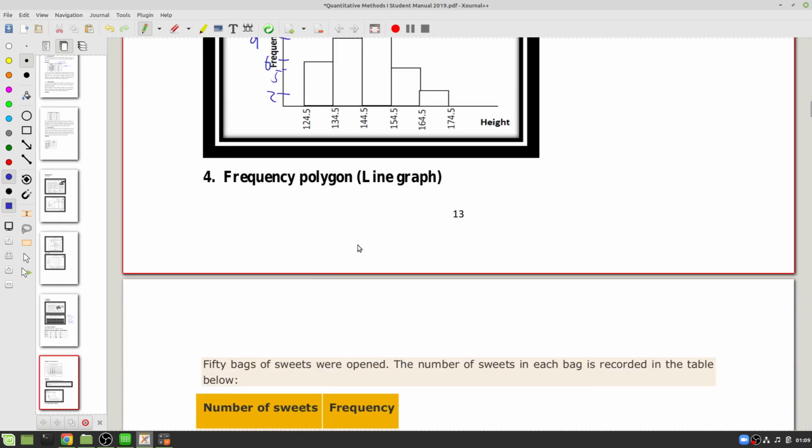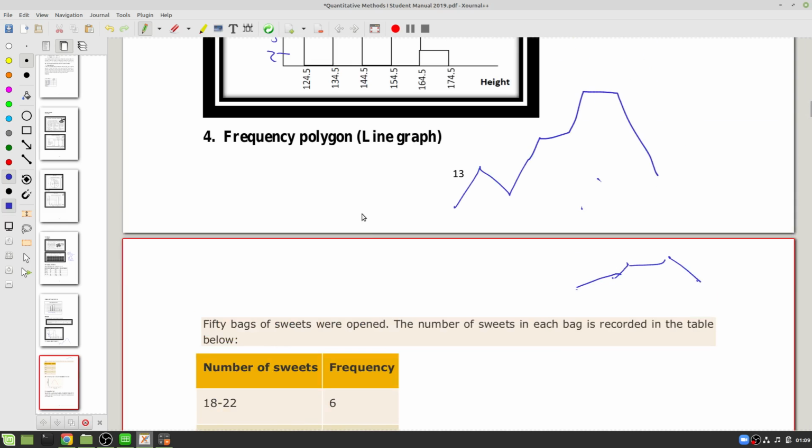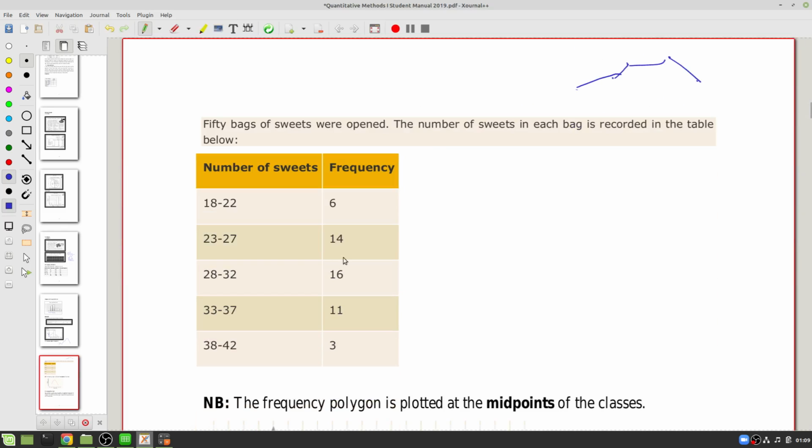Now the frequency polygon. That's just a line graph, looks something like that, right? It's a series of dots like this, and you just connect them with straight lines. Straight line, straight line, straight line, straight line. That makes a frequency polygon. Polygon just means many gons, so many lines or many dots. Okay, number of suites, frequency. And now the interesting thing here is, where does the dot go? Does it go at 18 or 22 or somewhere else?